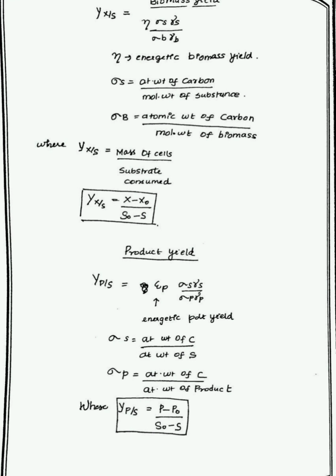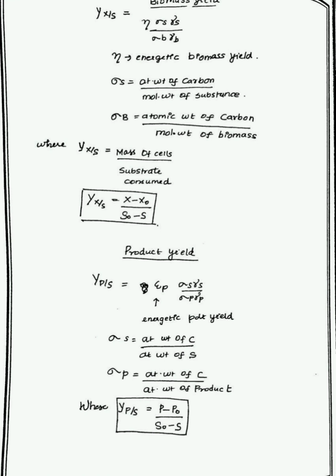So here you can see the equations. Y of X is equal to cells by substrate, initial and final levels. Here you can find the equation: eta into sigma s by gamma s, by sigma b by gamma b.